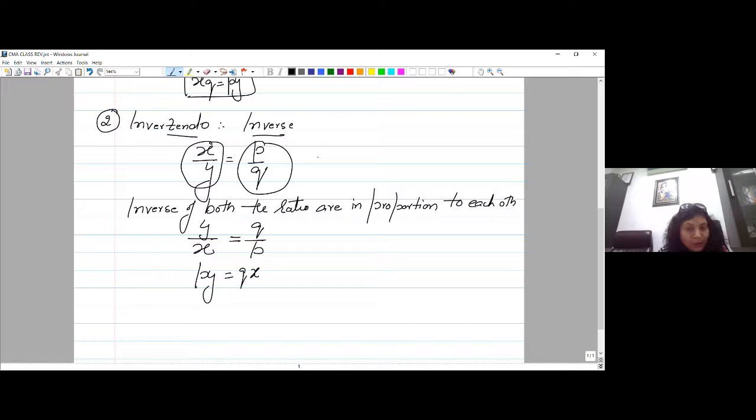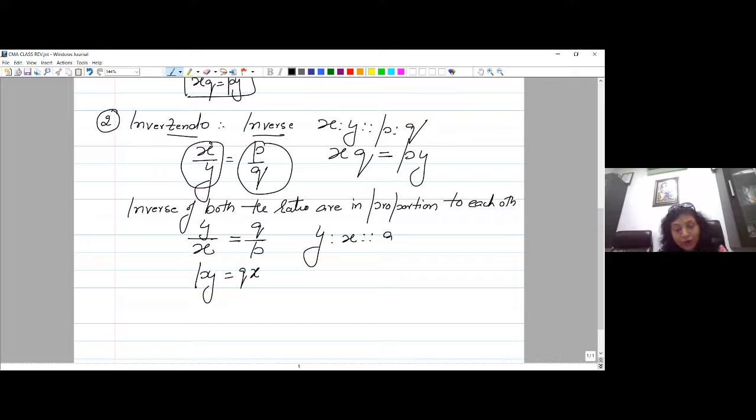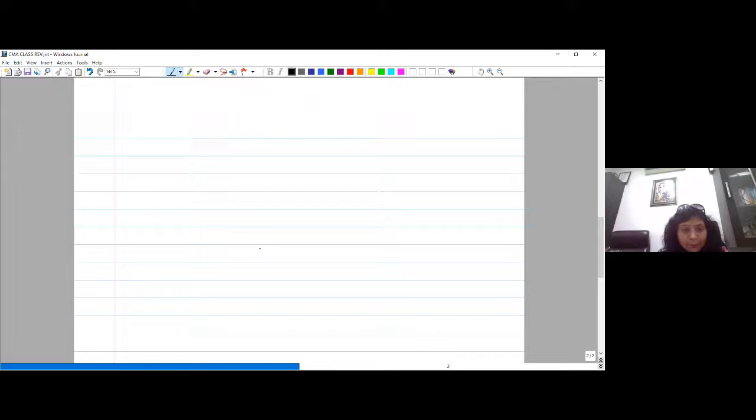In case of a normal equation, our extreme items are x and q and mean items are p and y. This is written in this way, x is to y in proportion to p is to q. But when we have done inverse of both the ratios, then this becomes y is to x in proportion to q is to p. That means our extreme items become mean items and mean items become extreme items. This is called invertendo. We can take it with an example as well.